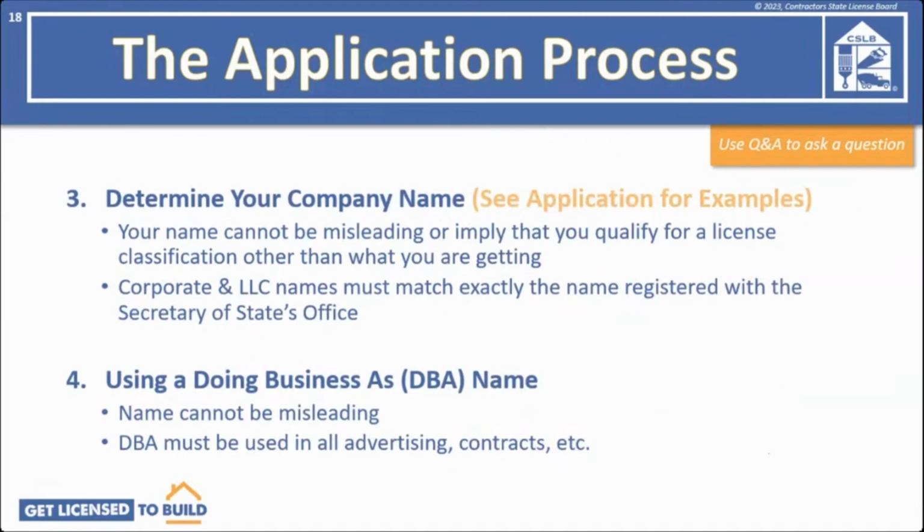The next step is to determine your company name. See the application instructions for examples. Some things to keep in mind: your name cannot be misleading or imply that you qualify for a license classification other than what you are getting. For example, if you are going to apply for a C36 plumbing license, you cannot have a company name of John Smith Plumbing Construction, Heating and Drywall.